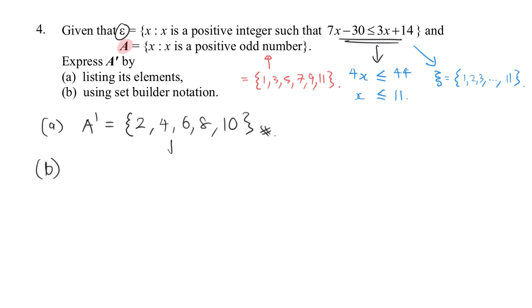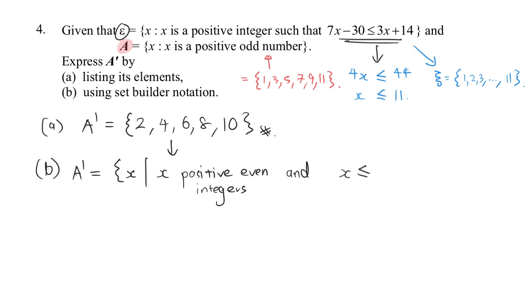If I were to convert this to set builder notation, A prime could also be written as x, element of X, where x are positive even integers with a boundary of less than 10. And there you go.